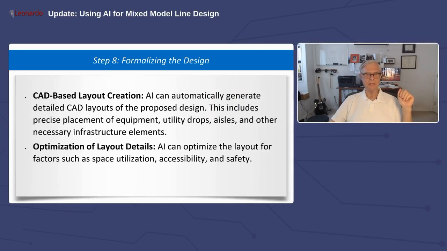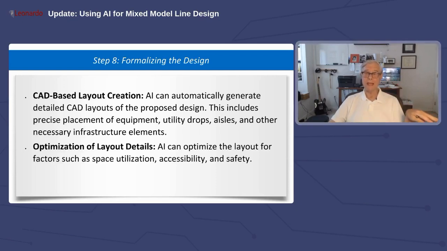Number 8, formalized design. So again, CAD-based layout creation. AI, I said, can automatically generate detailed CAD layouts in the proposed design. This does not, as far as I know, exist today. But with the proper training and sophistication and intelligence of the AI, I don't see why not. And that includes a lot of the details we need to have, like equipment placement, utilities. Where do those utility drops need to be? Where should the aisles be placed for optimum material delivery access? And all these other details that need to happen.